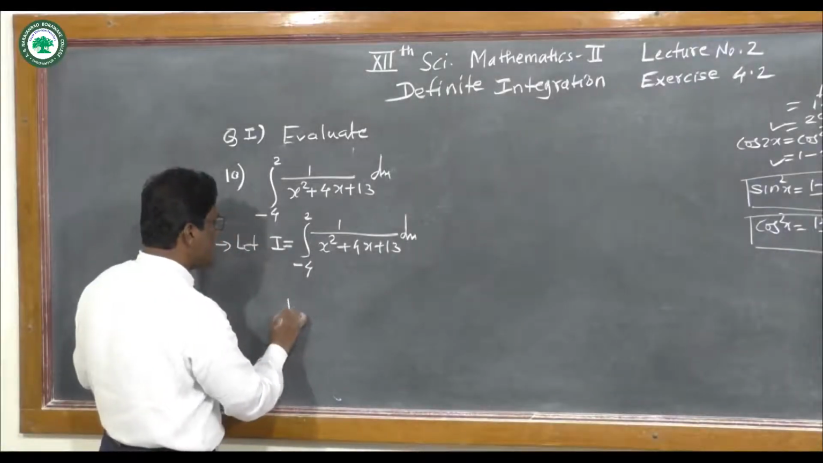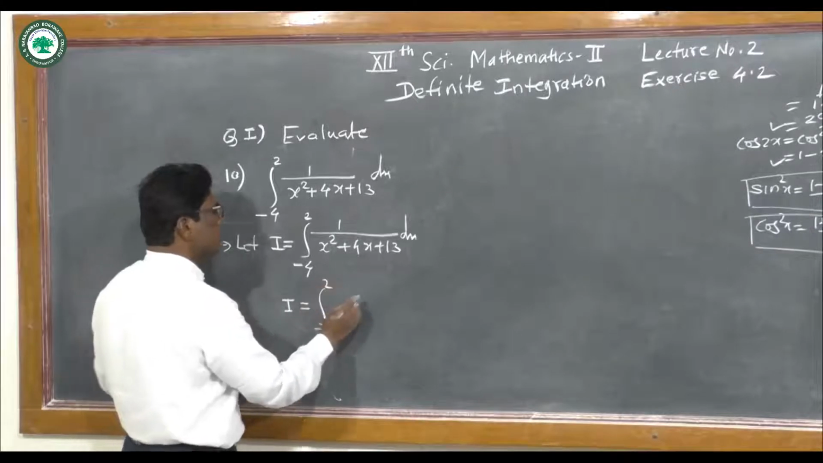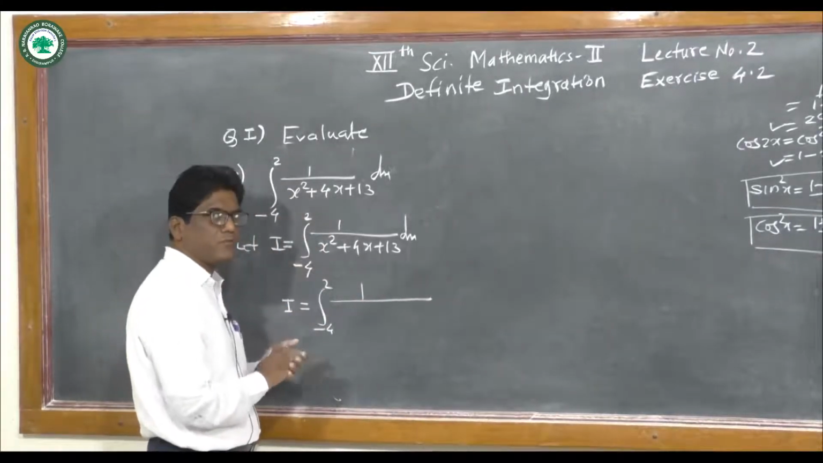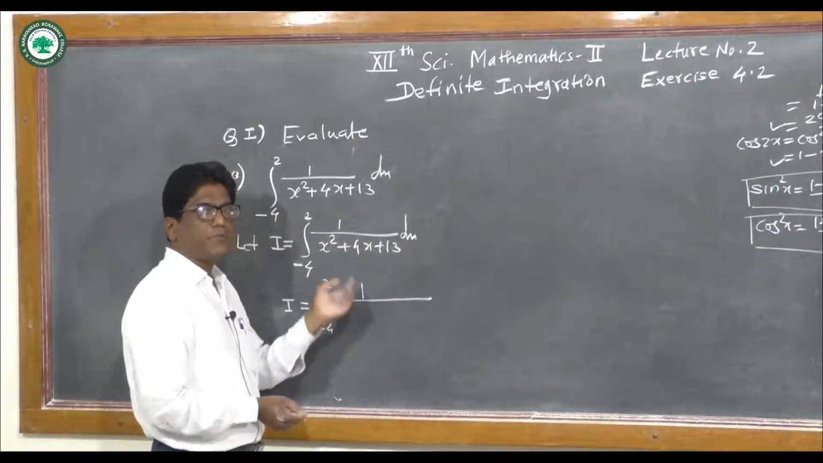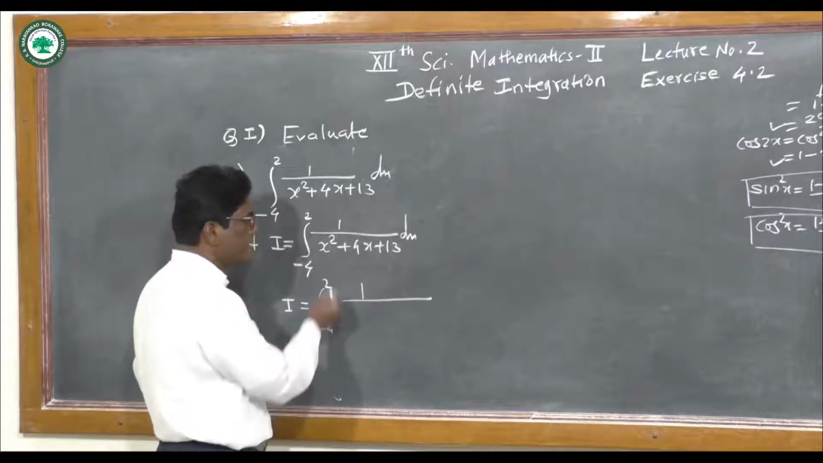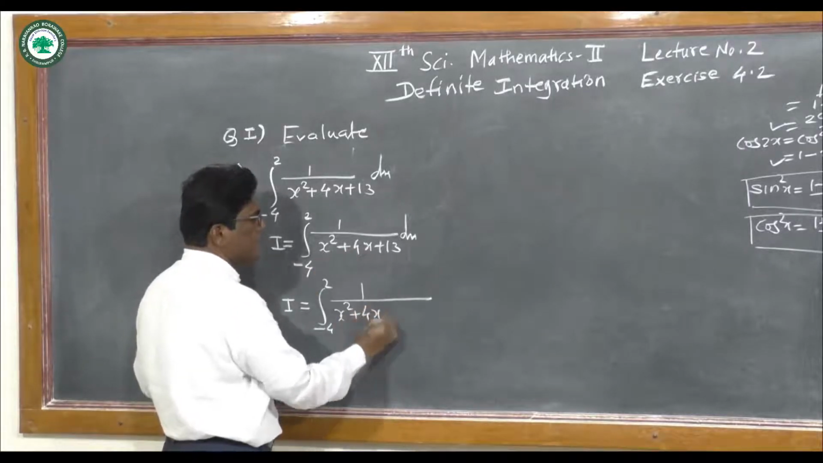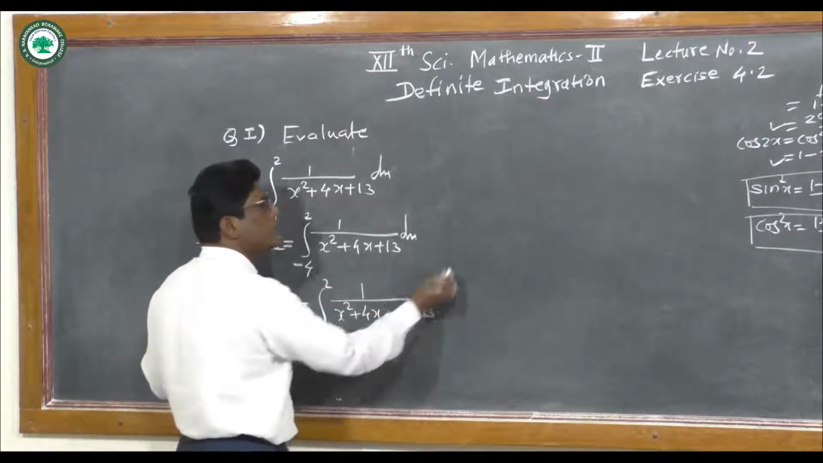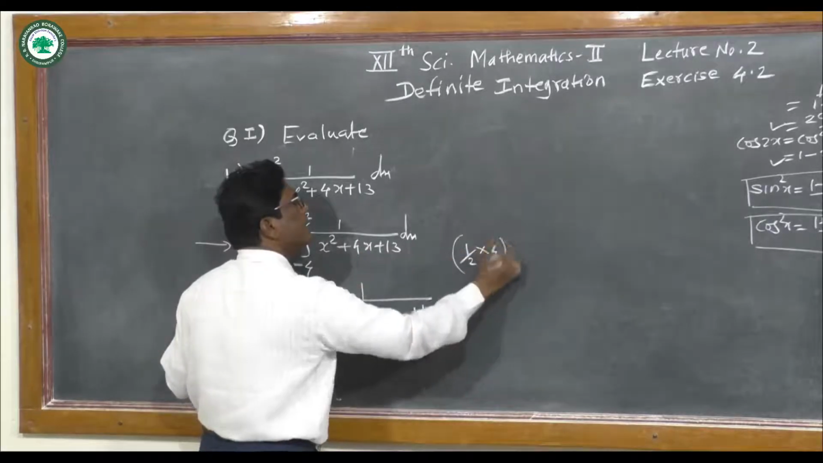So I is equal to integration from minus 4 to 2, 1 upon, here we have to complete the square because the coefficient of x square is 1. Now complete the square. We have to add 1/2 into coefficient of x, bracket square. So x square plus 4x as it is, plus 13 as it is, and here we have to add a third term, that is 1/2 into coefficient of x, which is 4, bracket square.